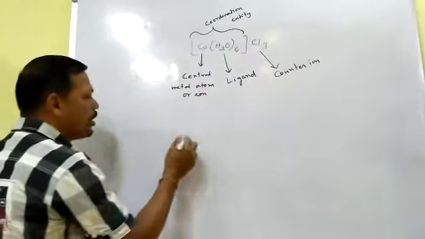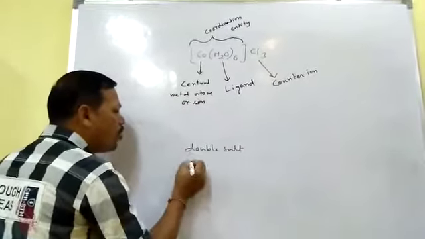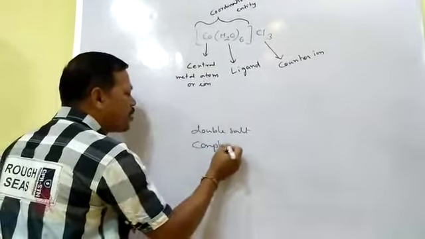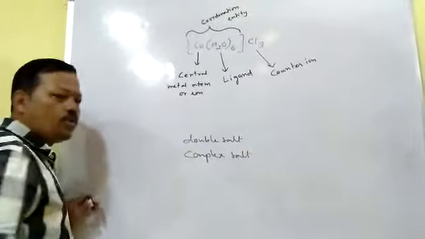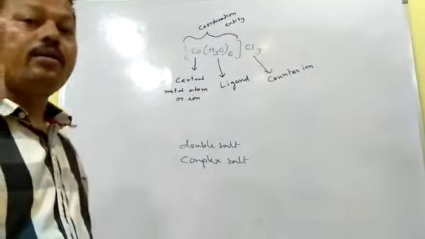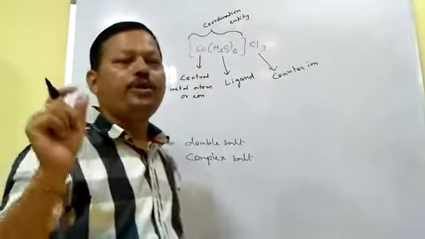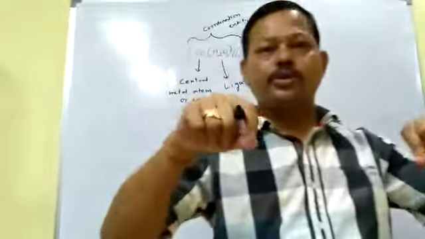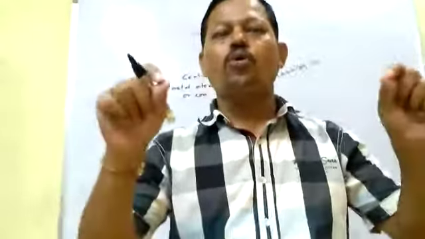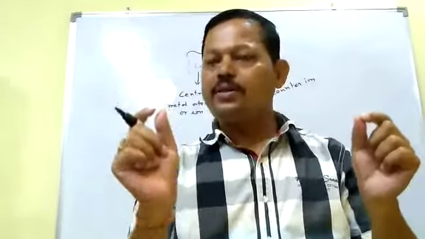When you combine 2 salts, you may get a double salt or you may get a complex salt. Now, when will you get a double salt, and when will you get a complex salt? Actually, when you mix 2 salts, if you mix the salts in equimolar proportion, equimolar means the same mole.